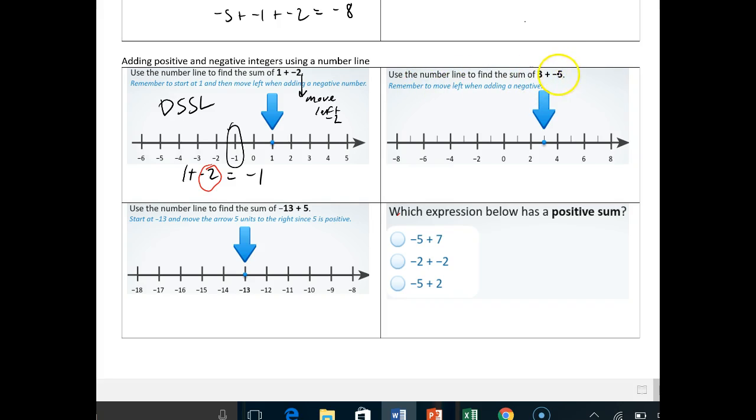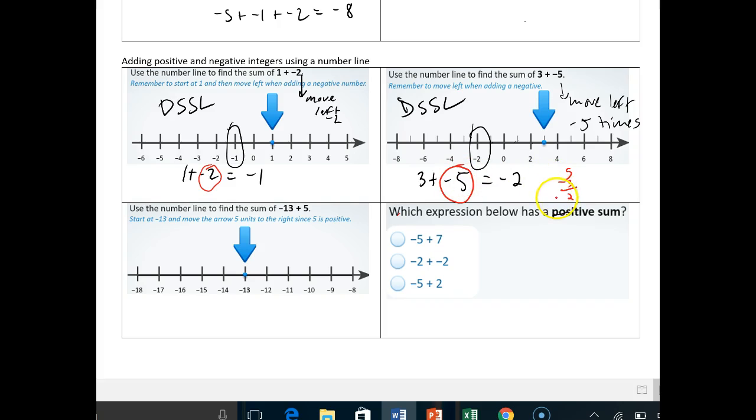Use the number line to find the sum of 3 plus negative 5. So notice that these go by 2, so the individual hash marks are the odd numbers. So I'm starting at 3. I want to move left 5 times. Negative 5 times, we could say. And so 1, 2, 3, 4, 5. End up at negative 2. So 3 plus negative 5 equals negative 2. Again, this is DSSL because I have more negatives than I do positives. My answer will be negative. So really here in my head, even though there's a plus sign, I was really doing 5 minus 3. My answer isn't positive 2, since I have more negatives, it's negative 2.